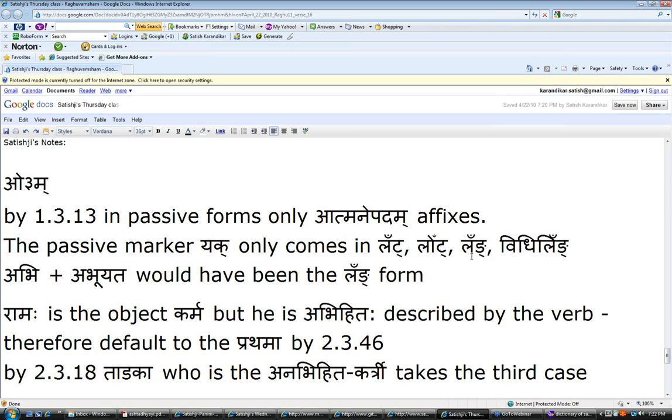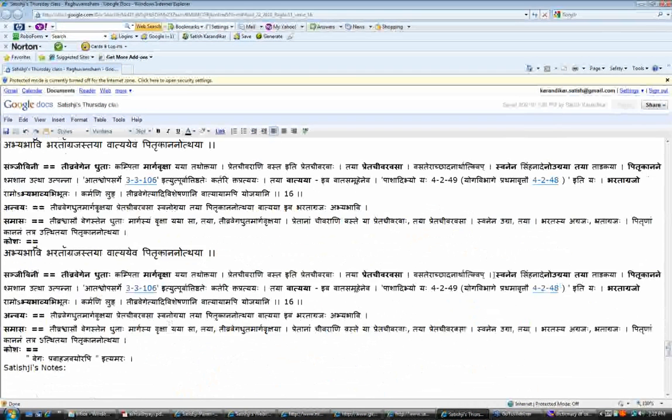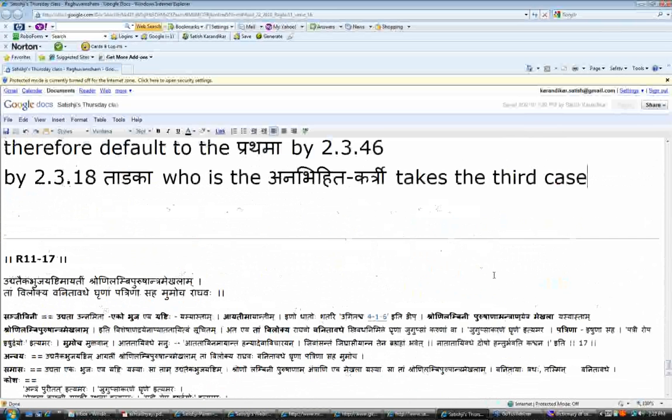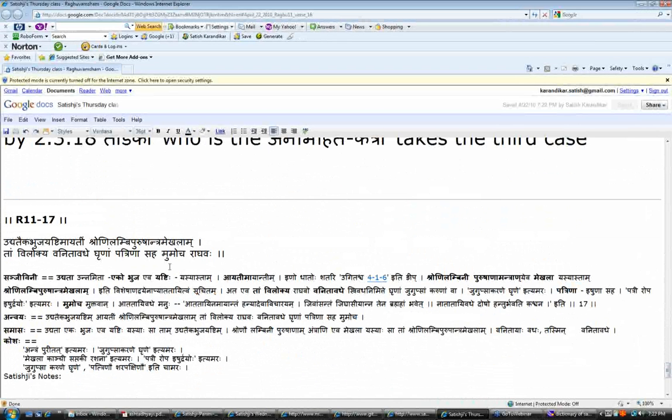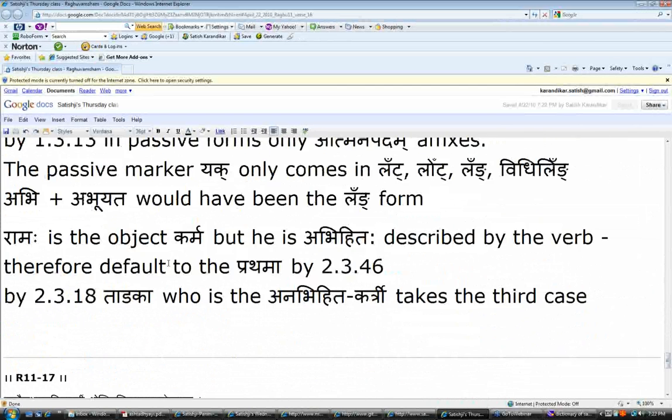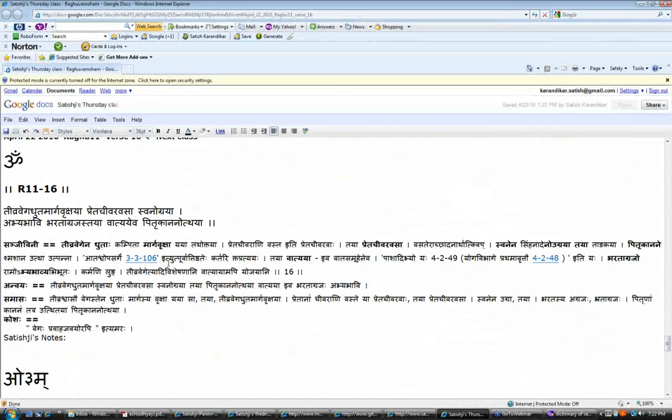All right, so now there are a bunch of adjectives here. Let us see what the commentary says. Try to follow the commentary as much as you can, and if you don't understand something, it's okay. So first, he takes the adjectives, starting with Tivra Vega Dhuta Marga Vrikshaya.